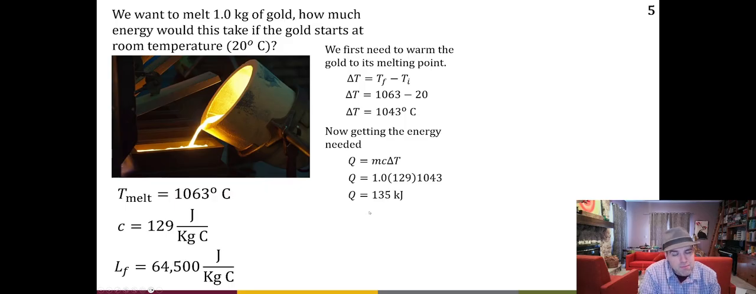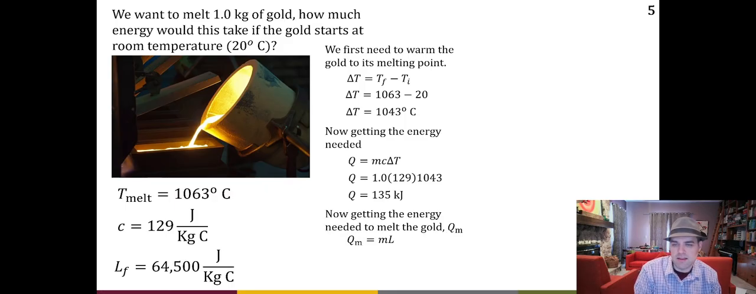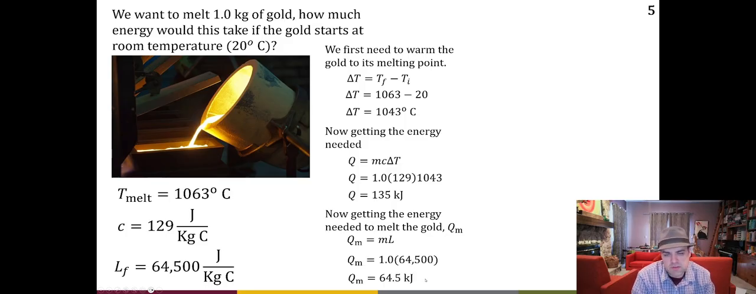But then to calculate how much energy to fully melt it, we need our other equation, the latent heat of transition equation. So Q equals mL. And I put a little subscript m here for melting. So the energy needed to melt the gold is equal to the mass of the gold times the latent heat of fusion, which I tell you here, 64,500. And so we arrive at an amount of energy of 64,500 joules, or 64.5 kilojoules, because the mass is 1 kilogram.